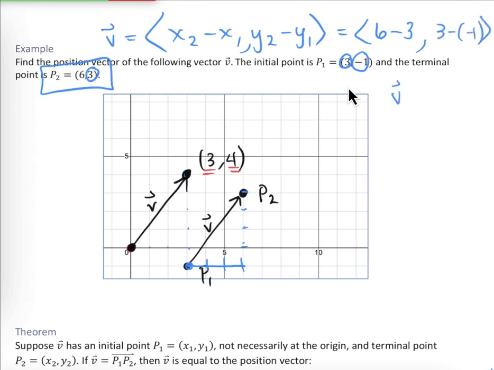And what we see here is that we get 6 minus 3, which is 3, and 3 plus 1, which is 4. So we get the same components and the same position vector calculating this algebraically as we would if we were to draw the vector, slide it to the origin, and determine where it landed on the Cartesian plane.